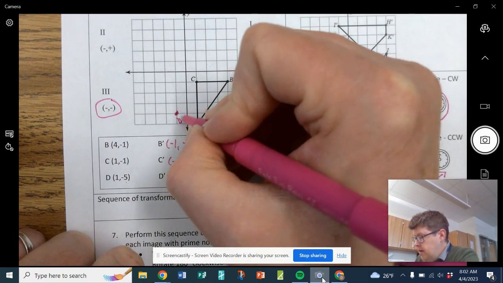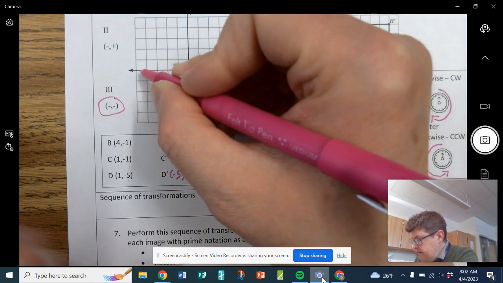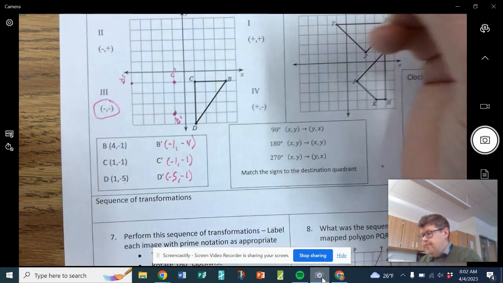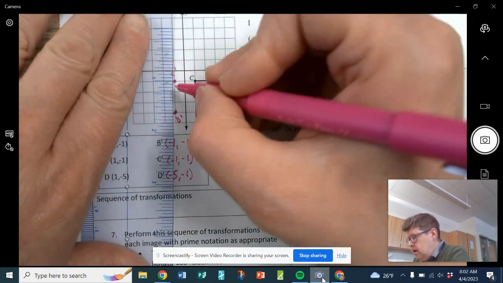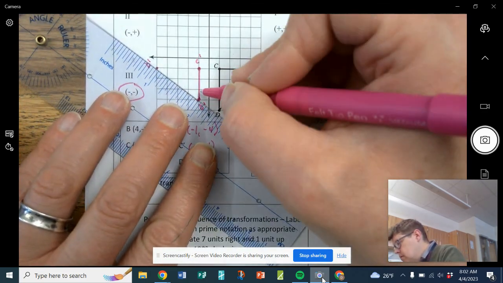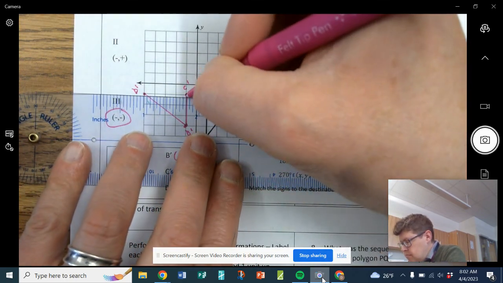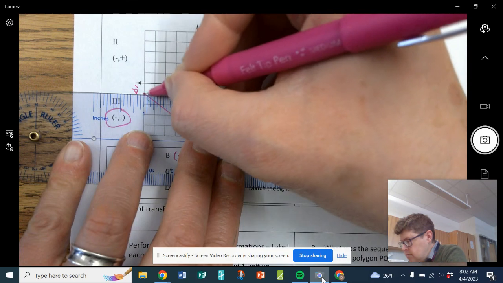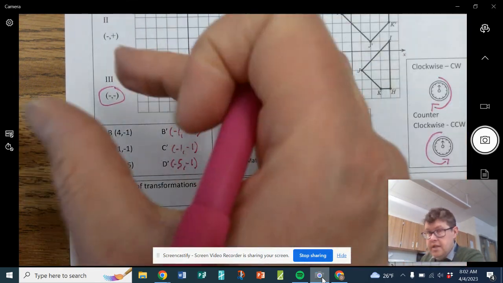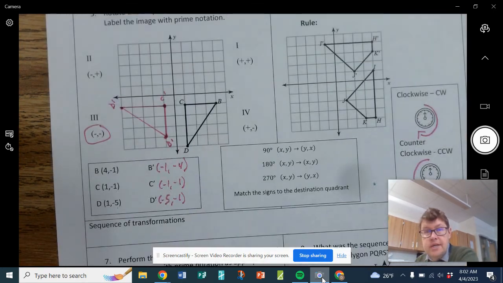I'll label that as B prime. C prime is -1, -1 right there. D prime is -5 out here, -1 down here, so they meet right there. So that's D prime. And now I will connect my dots right there. And I can see, right, B is kind of like pointing right, and so when I rotate it, it rotates over, it should be pointing down. I mean, looks good, looks congruent to me.